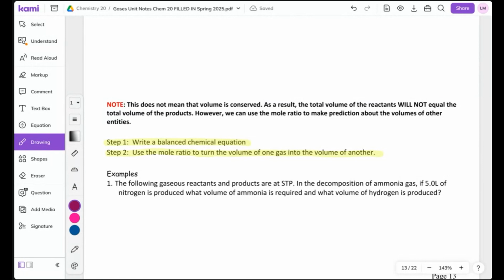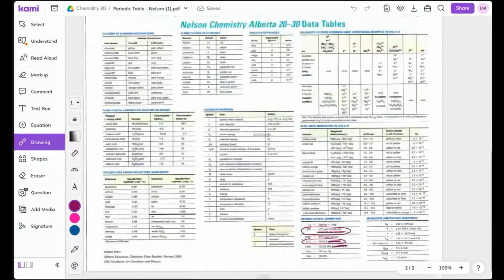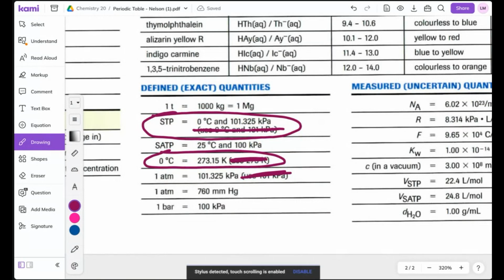First example here, the following gaseous reactants and products are at STP. That's standard temperature and pressure. If you remember, standard temperature and pressure can be found on your Nelson periodic table. If you go to the second page, bottom right hand corner, STP is 0 degrees Celsius and 101.325 kilopascals.